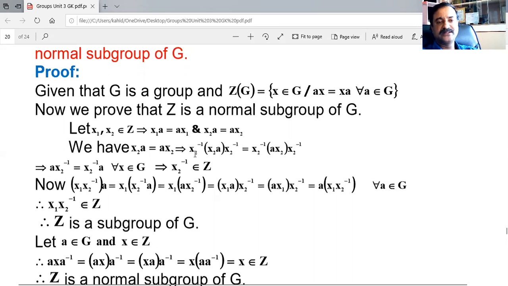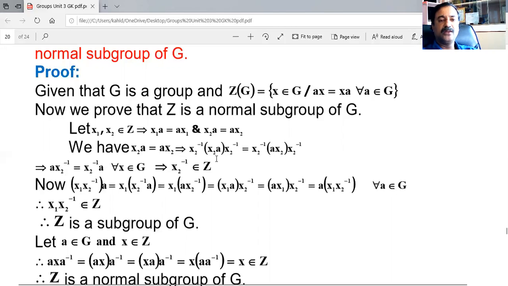By the inverse law, x2 inverse into x2 becomes e. e means identity. e into a means a. I am writing a. On the right side, x2 inverse is as it is, and x2 inverse into a is as it is. And what about x2 into x2 inverse? x2 into x2 inverse is e. e means identity. a into e is a.